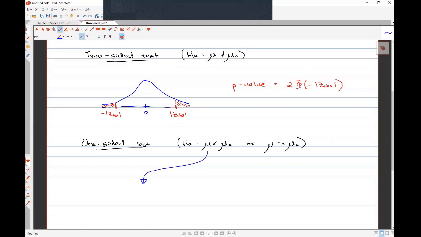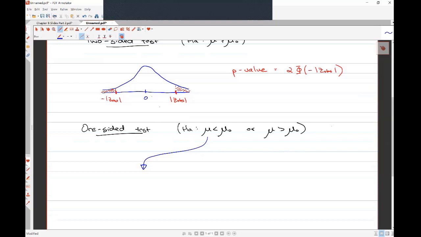If you are looking at mu less than mu naught, the implication of that is now you're not taking the absolute value of z observed. All you're doing is finding where z observed is, and you want to know what the total area is to the left of that value. In other words, your p-value in this instance is given by the normal CDF at z observed.